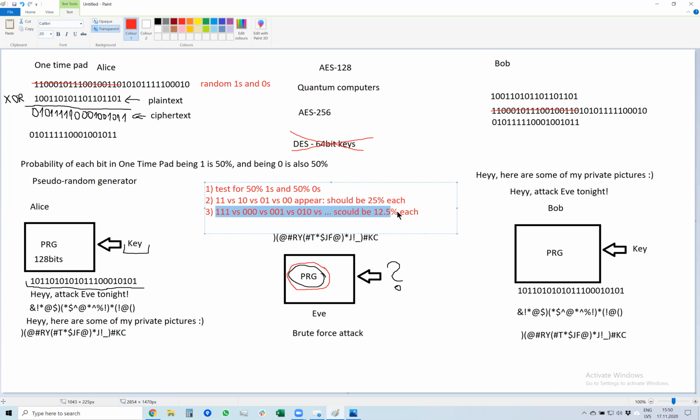each 3-bit combination should appear 12.5%, each 4-bit combination should appear 6.25%, and so on and so on. I hope you get the idea. So truly random means not just 50% ones and zeros, but that its variability has some equal distribution, and so on.